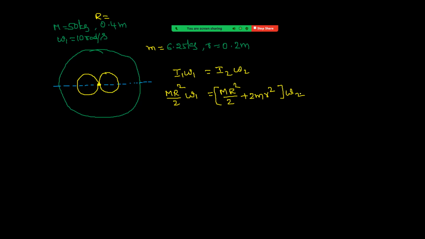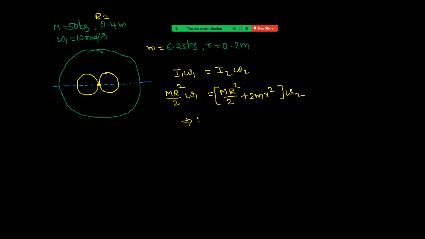If you get this clarity, the remaining part is just calculation. It is just substituting values in this. Check once. It is a disk given, so it is mr square by 2. The remaining two are rings, that's why 2mr square. So substituting values in this, you are going to get the answer.